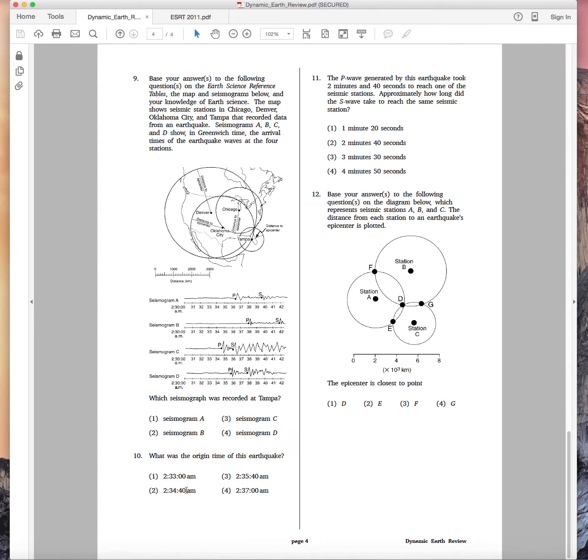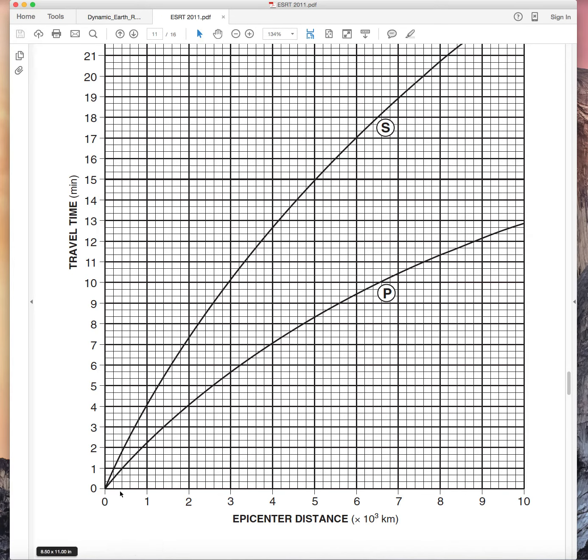Next is 2:33:00. Now, once you print this out, you're going to take your distance from the epicenter to the line, and you should measure about 700 kilometers. Now, if I go back to the reference table, and I have 200, 400, 600, and 700, and I bring this directly up, it's about maybe a minute and 50 seconds as my travel time.